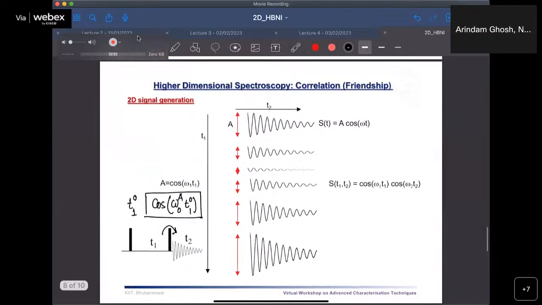So therefore, instead of having this signal intensity starting with A, each time it will start with A times some cos. So it will be A times cos of some omega 0 A and T1, and T1 varies.